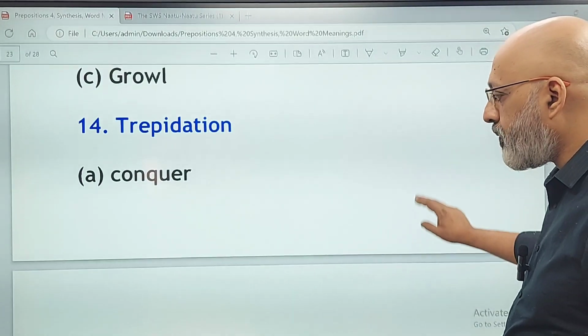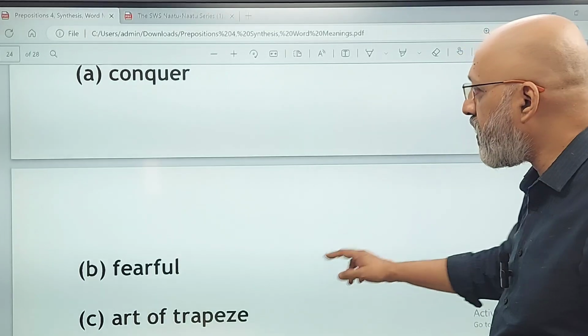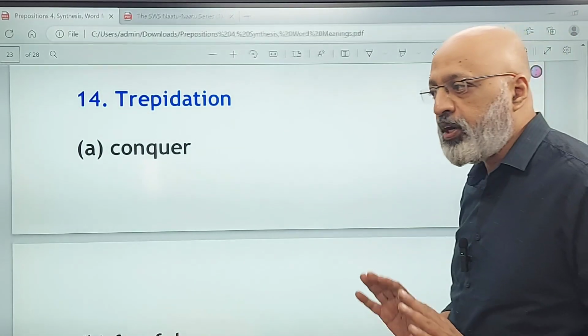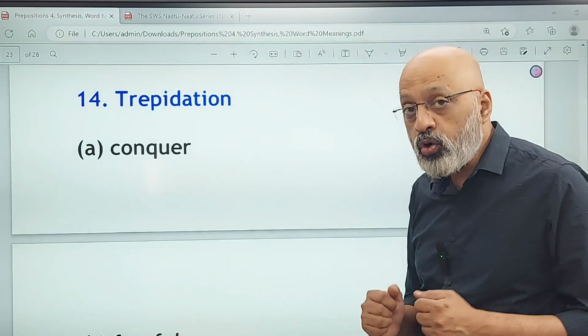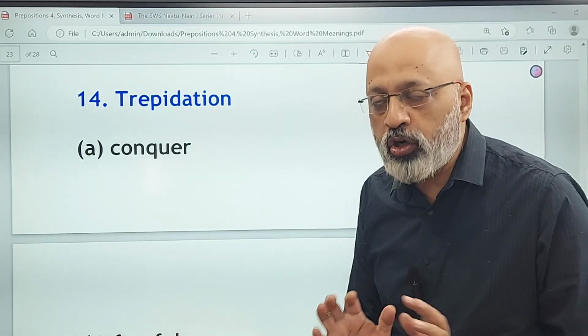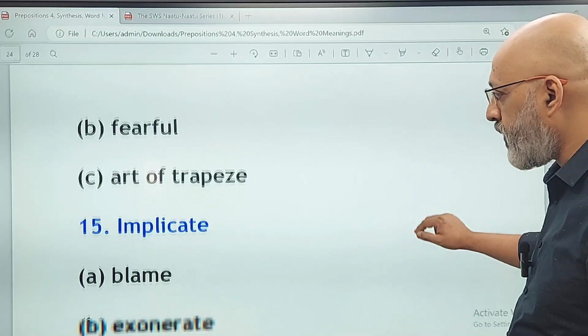Trepidation, conquer, fearful or art of trapeze. Art of trapeze तो नहीं है. Fearful, trepidation. Trepidation is a sense of fear, a sense of doubt, and a sense of you don't know whether to go ahead with something or not. You are in a state of trepidation. So B is the closest one.